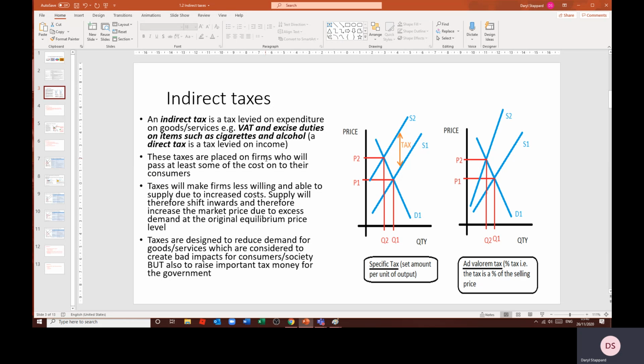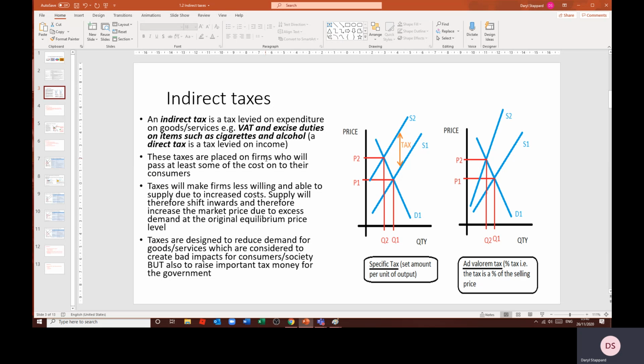Now, an indirect tax is a tax levied on expenditure of goods and services. So the idea is these taxes are placed on businesses. So it's businesses that pay these taxes when people buy goods and services. Now, the business has got one of two choices really, or a combination of them. They can either place this tax completely on the customer, or they can pay it themselves, or they might split it with the customer.